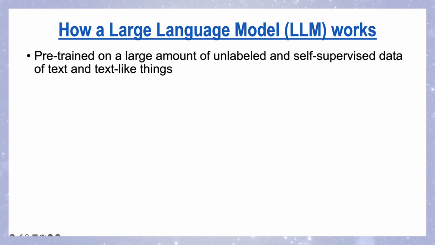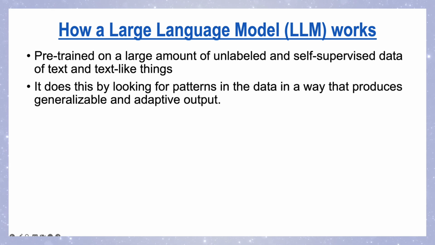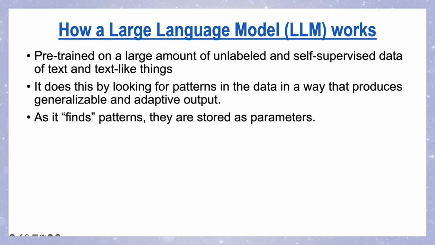Large language models work by pre-training them with a large amount of unlabeled and self-supervised data as text and string-like things. That sounds complicated, but it does that by looking for patterns in the data and the ways that it produces generalized and adaptive input. This is much like when you send somebody to school, they read a lot of books. Well, computers can't read, so how do they do it? It looks to find patterns, and they store them as parameters.